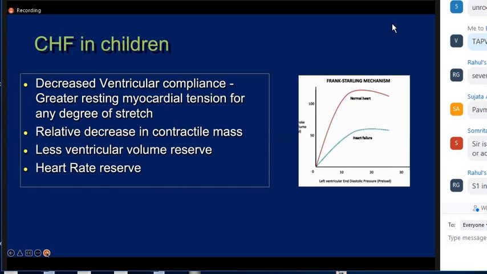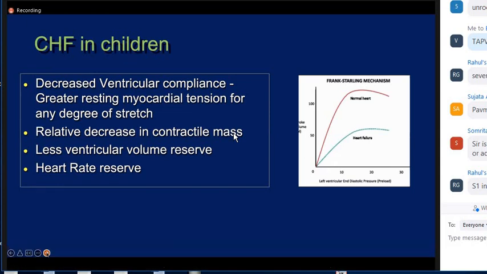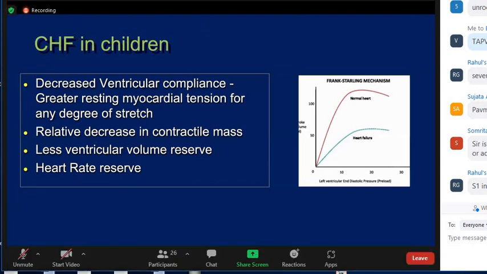Sarcomere properties are like that. The number of elements of contractile mass is less in children. The ventricular end-diastolic volume of the left ventricle is less, and the heart rate is already at the high end of the required rate. When you have heart failure, the reserve is less. That's why they decompensate very fast.